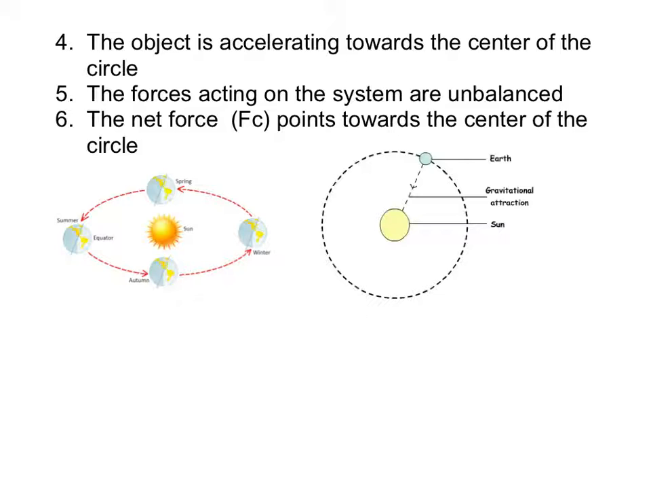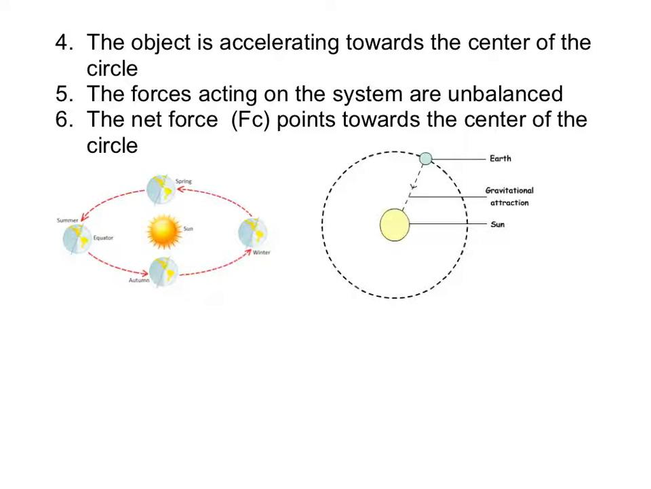Alright, so these next couple of slides, I'm going to talk about 4, 5, and 6. So the object is changing in terms of its velocity. If its velocity is changing, that means it has to be accelerating. Now, in which direction is it accelerating?